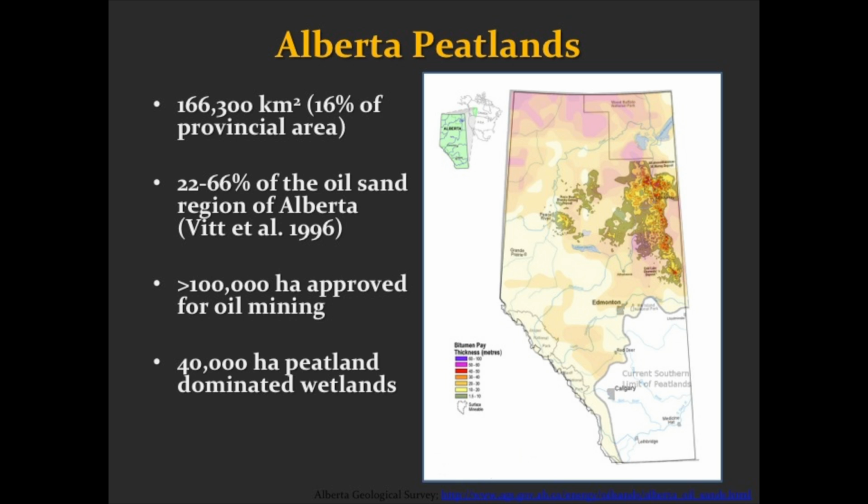So Alberta has about 16% of the land area covered by peatlands, and overlaid on top of the peatland map, we have the oil sand map. And as you can see, the oil sand region is mostly underlain by some sort of peatland. So up to 66% of the oil sands could be some sort of peatland. Right now, about 100,000 hectares of the area has been approved for oil mining. 40% of that is dominated by some sort of peatland.